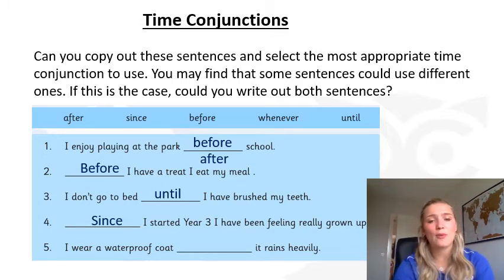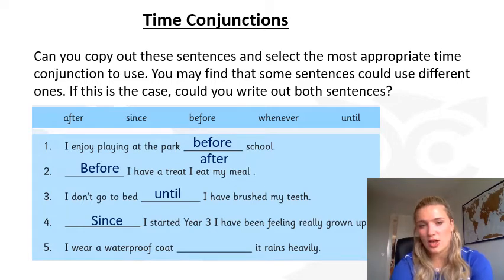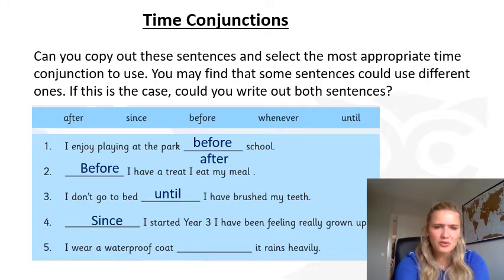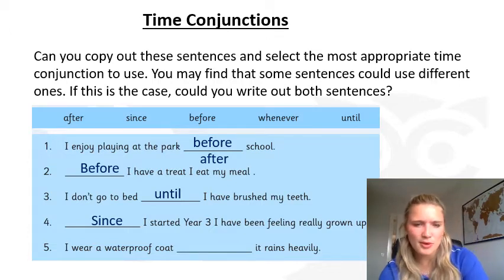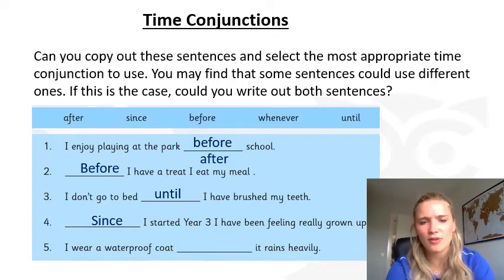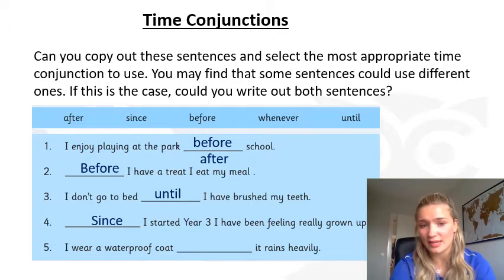So that's another way where we can put that time conjunction into the middle of the sentence. And finally, I wear a waterproof coat, something, it rains heavily. So I wear a waterproof coat after it rains heavily. That one doesn't work. I wear a waterproof coat since it rains heavily. It sort of works, but I think there's more appropriate ones. I wear a waterproof coat before it rains heavily. That one would also work because it's saying that you need to put your coat on before it rains.